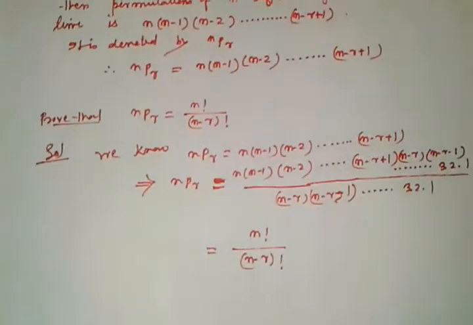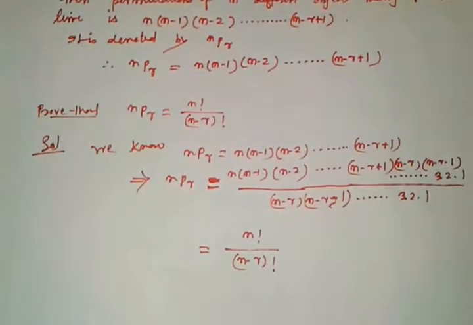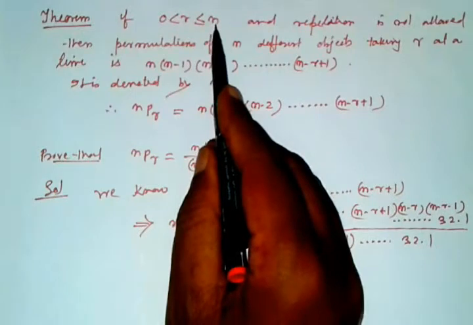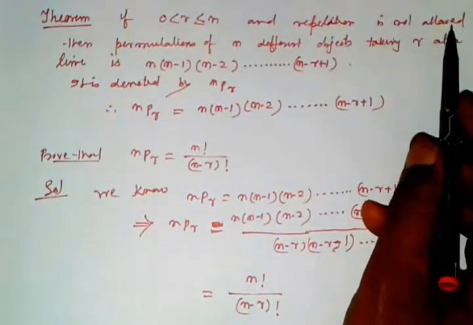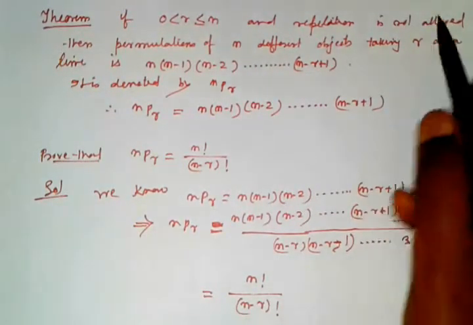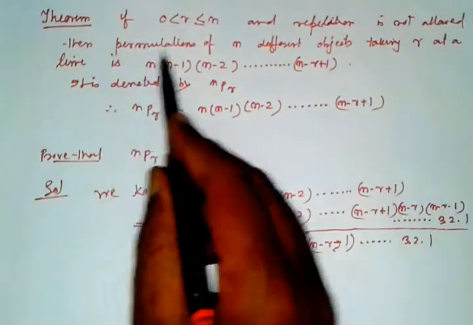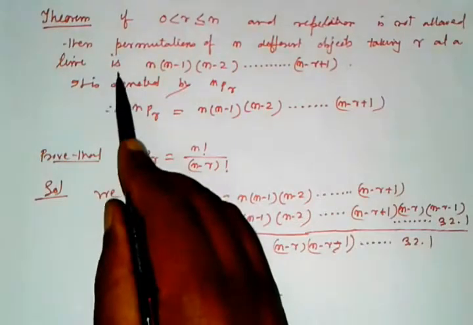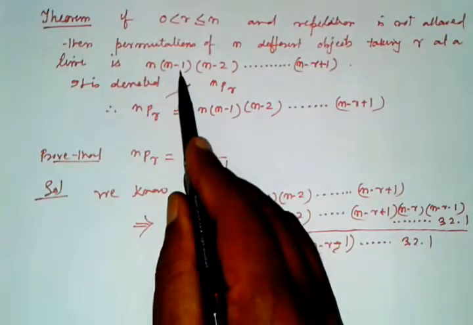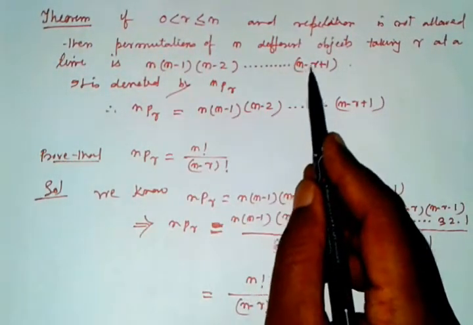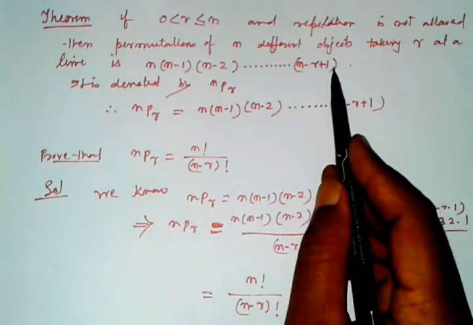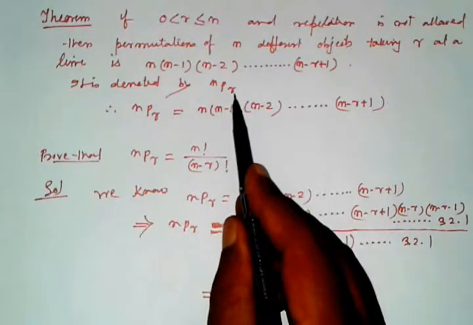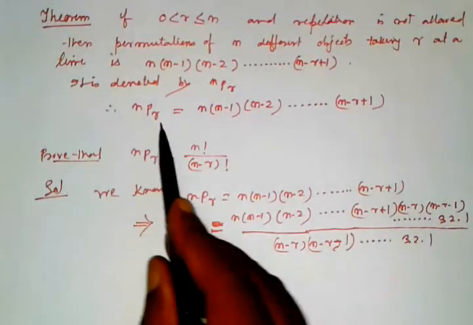Our theorem, one of the most important theorems, is this: if 0 is less than or equal to r, which is less than or equal to n, and repetition is not allowed, then the permutation of n different objects taking r at a time is n, n minus 1, n minus 2, up to n minus r plus 1. It is denoted by nPr.